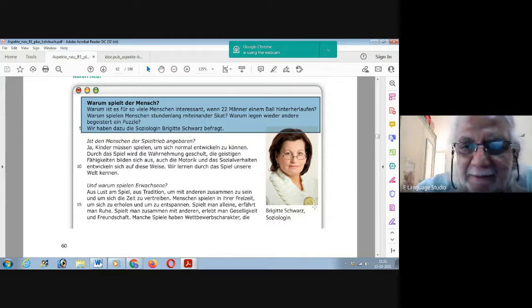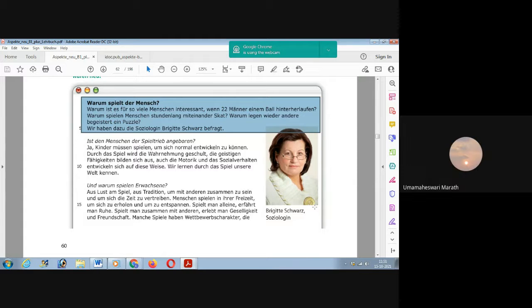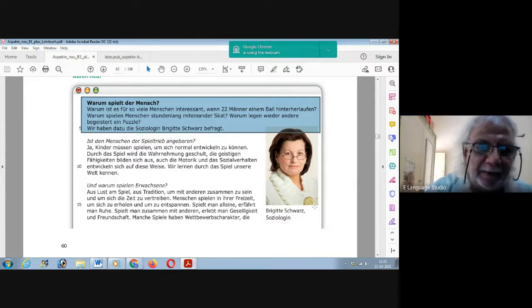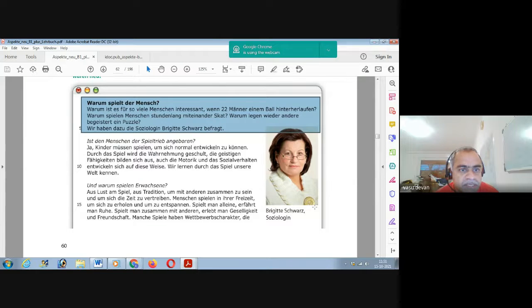Ja. Warum spielt der Mensch? Warum ist es für so viele Menschen interessant, wenn 22 Männer einem Ball hinterherlaufen? Warum spielen Menschen stundenlang miteinander Skat? Warum legen wieder andere begeistert ein Puzzle? Und wir haben dazu die Soziologin Brigitte Schwarz befragt.